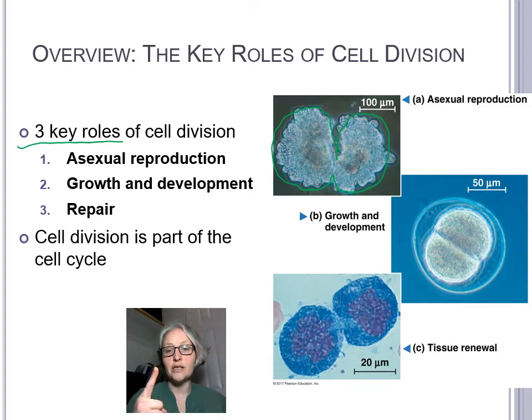First, it's for asexual reproduction. Second, it's for growth and development. And third, it's important for repair. Please remember that cell division is just a small part of the overall bigger picture of the cell cycle.